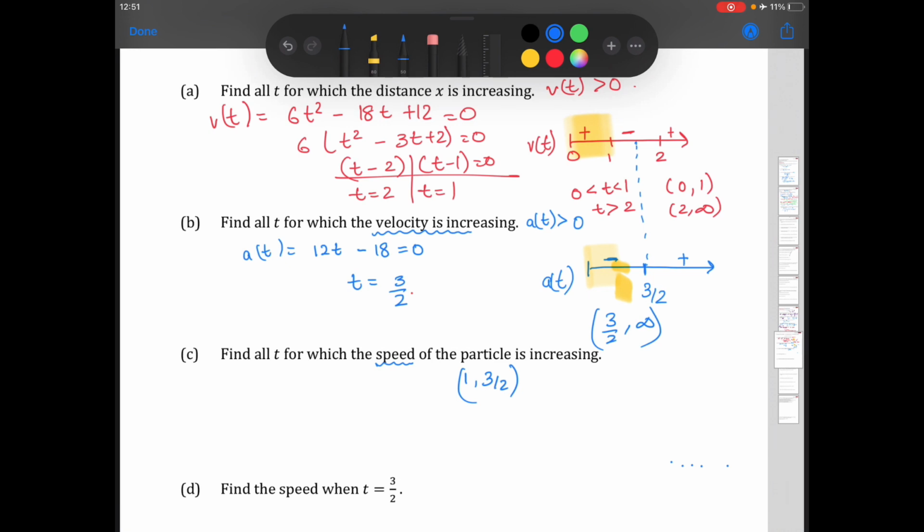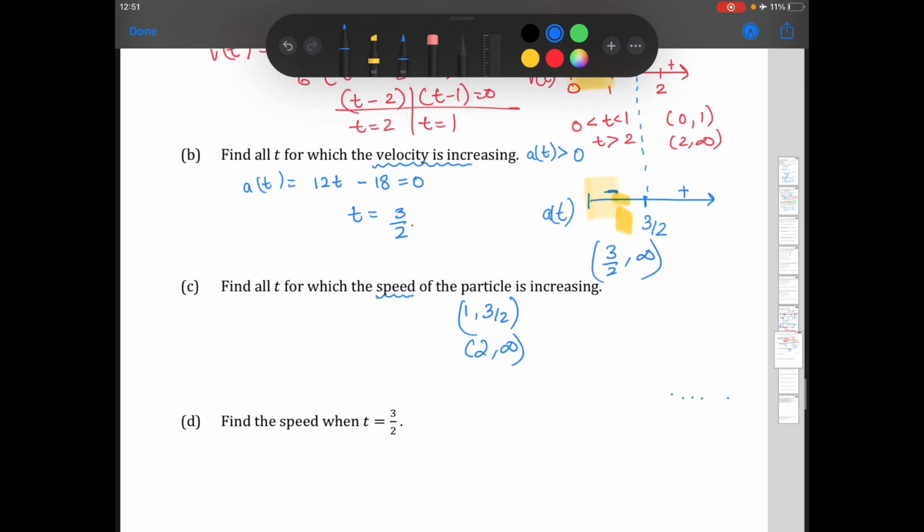And then if I look at 3 halves to 2, it has opposite signs, because remember, it's negative here, all negative here, and from 2 onwards, it's positive. So from 2 to infinity, the speed is increasing.